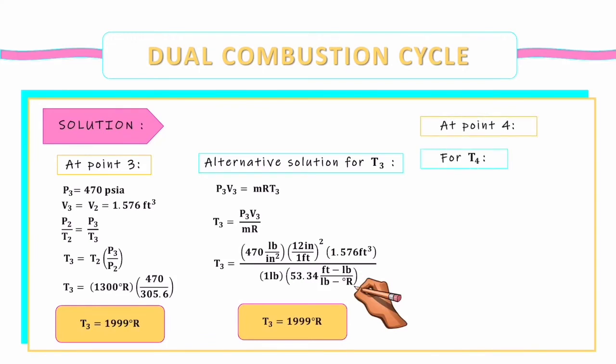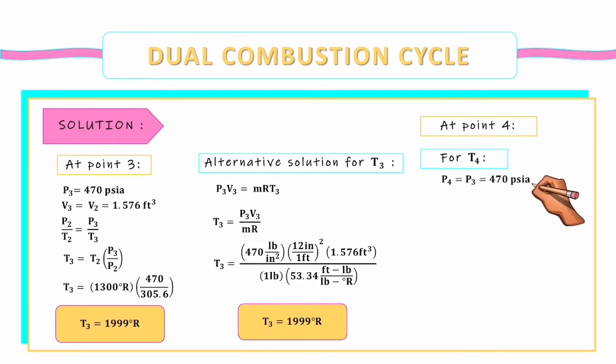At point 4, since process 3 to 4 is an isobaric heat addition process, therefore, the pressures at point 4 and point 3 are equal. So, P4 is equal to P3, equal to 470 psi absolute.